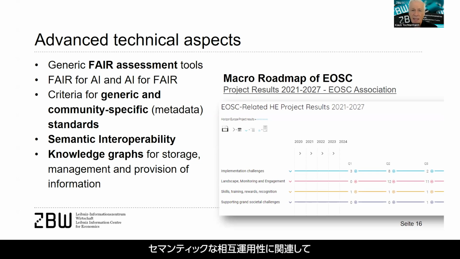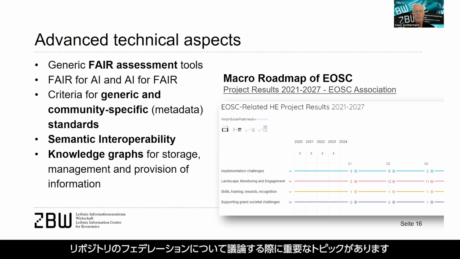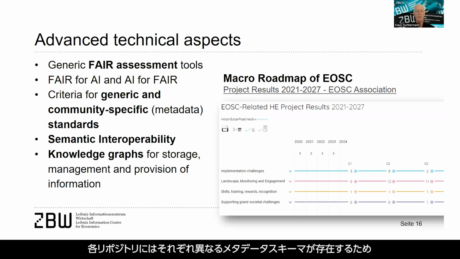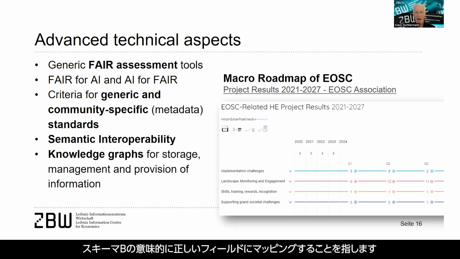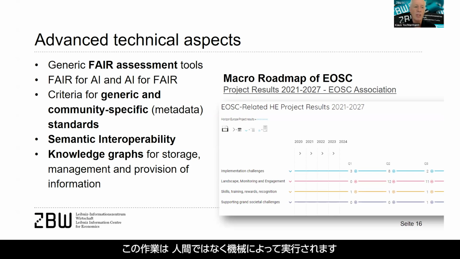Related to that, semantic interoperability is a huge topic if we talk about federation of repositories, because in each repository, we have a metadata schema. And these metadata schemas need to be mapped on one another. So you have a metadata schema A, a metadata schema B, and semantic interoperability means that those metadata fields from schema A are mapped on the semantically correct fields of schema B, and this by machines and not by humans.